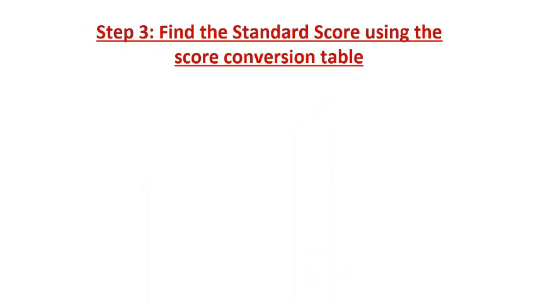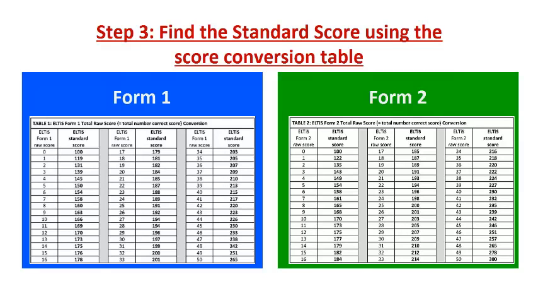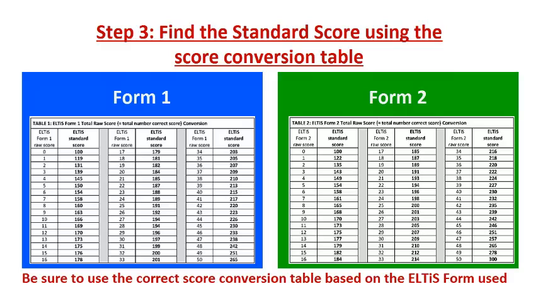You find the ELTIS standard score in a score conversion table. There is one score conversion table for ELTIS Form 1 and another conversion table for ELTIS Form 2. The tables are available on the ELTIS website and in an information brief and in all future editions of the examiner's manual. It is very important that you use the correct score conversion table for the form of the test that was administered.